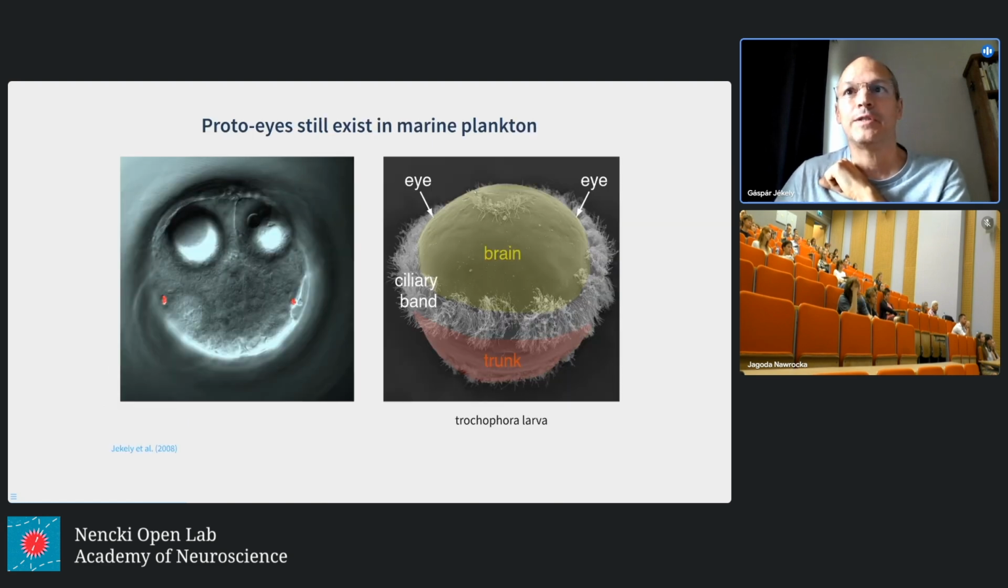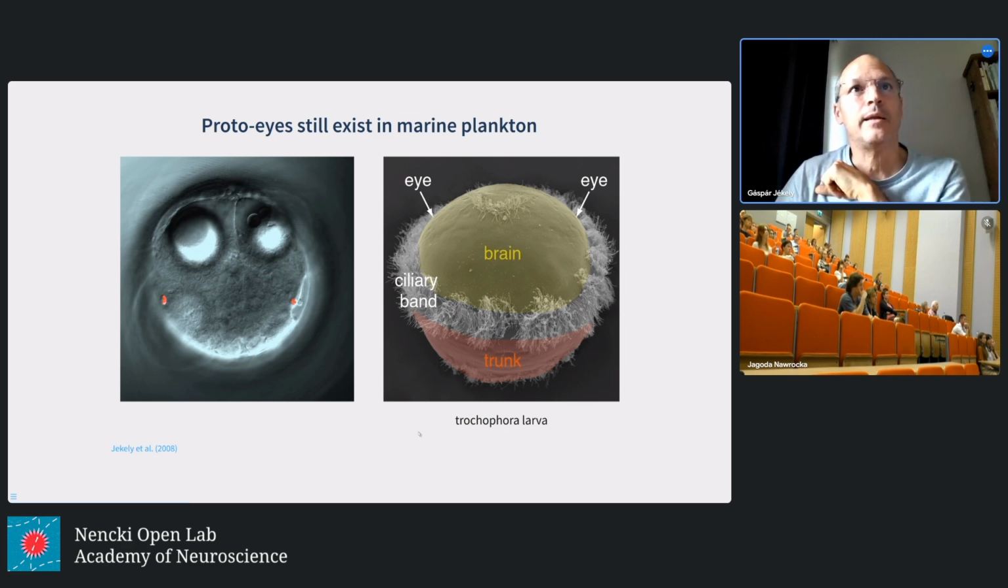Now, the early larval stage, this is a 2-day-old larva, has a band of cilia. It's an animal of approximately 150 microns. It has already a mini brain, and it has 2 eye spots. This is shown in red, the pigment of the eye spots. Here we are looking down on top of this animal. And this is called the trochophore larva. It's a famous type of larva from zoology.